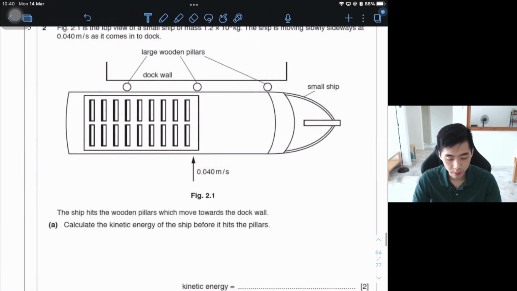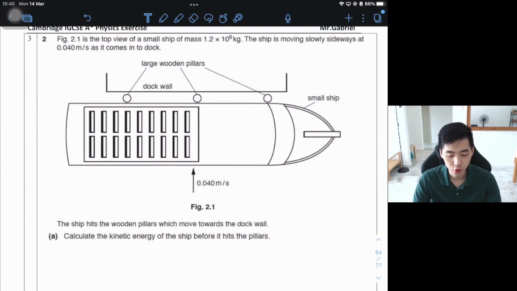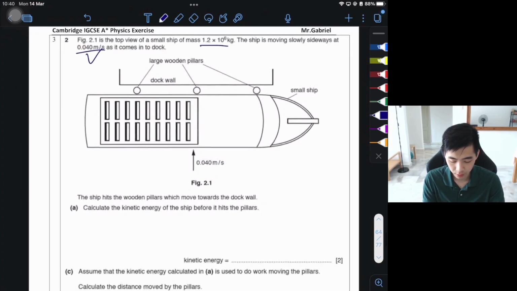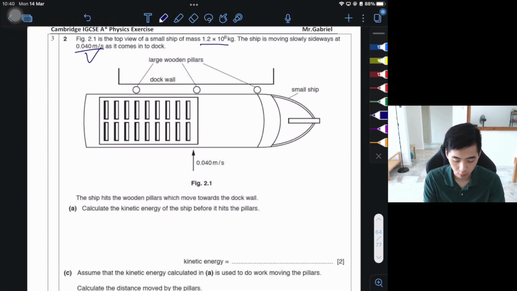Figure 2.1 is the top view of a small ship of mass 1.2 kg. Okay, this is a piece of information, which is the mass. The ship is moving slowly sideways at a given velocity. This is the velocity. The ship hits the wooden pillar, which moves towards the dock wall. Calculate the kinetic energy of the ship before it hits the pillar. This one here is a very straightforward one.